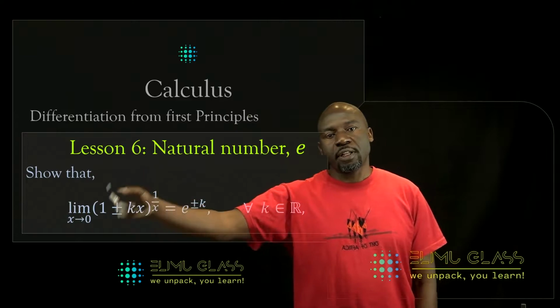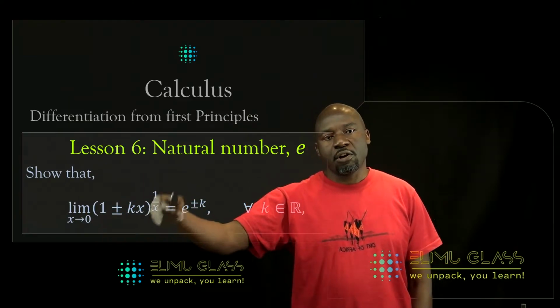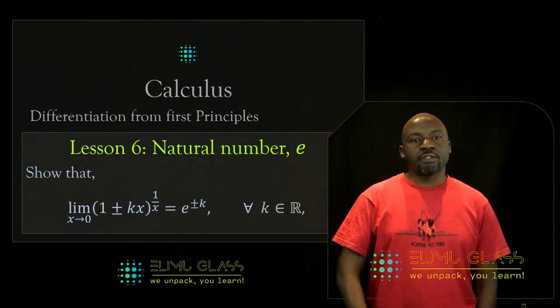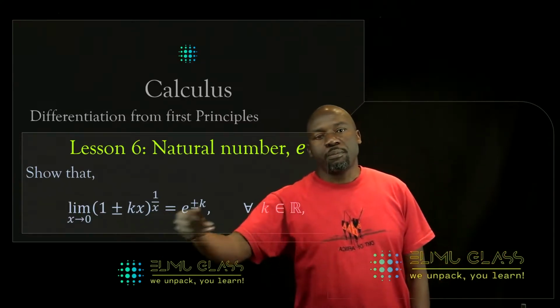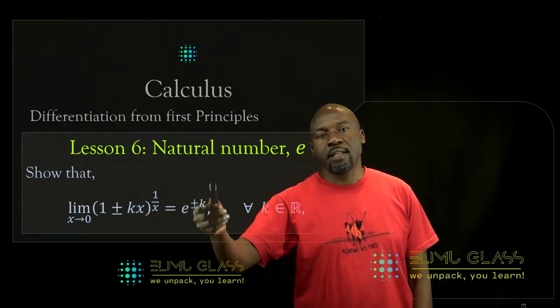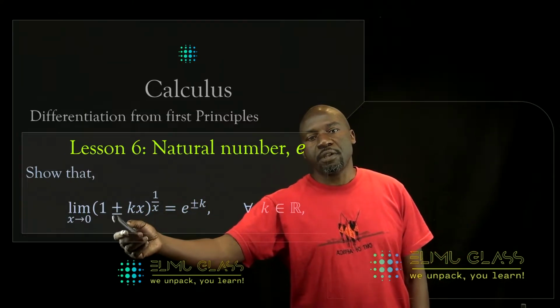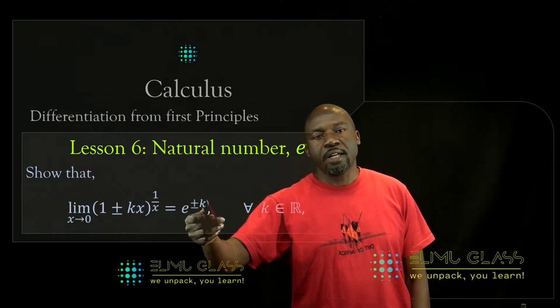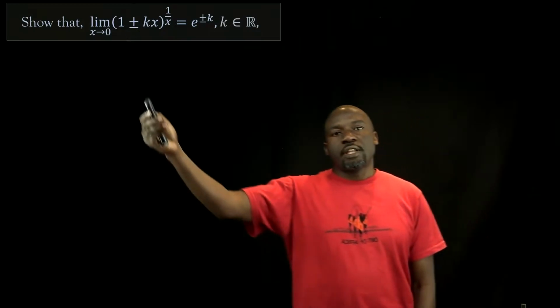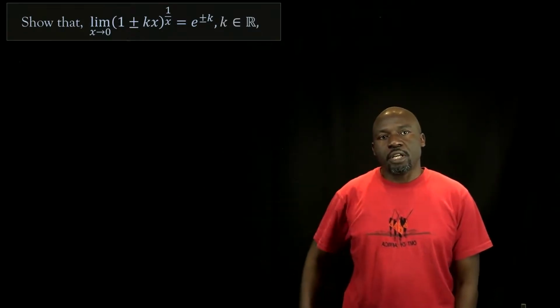So we want to show that the limit as x tends to 0 of this expression is e to the power of plus or minus k, where plus or minus depends on what we have in here. So if this is plus, then this is going to be e power k. If this is minus, this is going to be e power minus k, which is 1 over e power k. So we want to show that the left-hand side reduces to e power k.